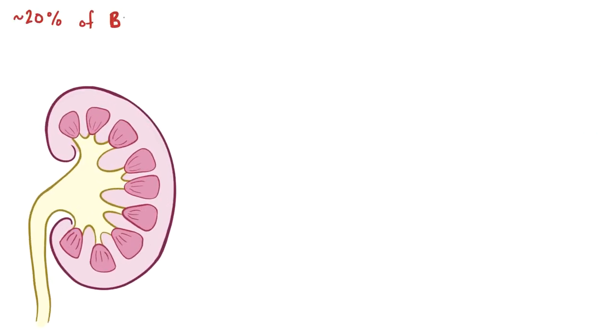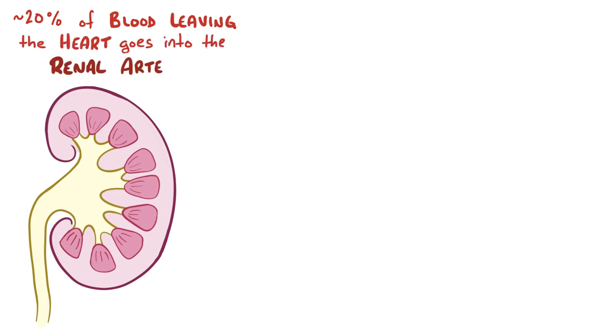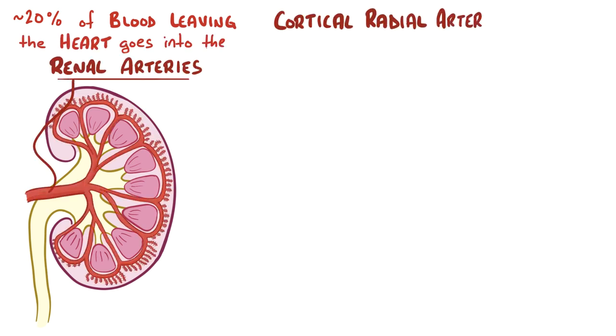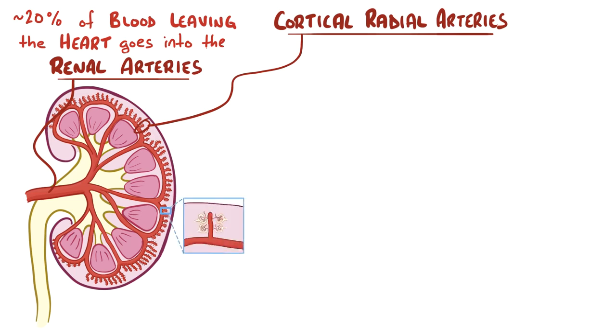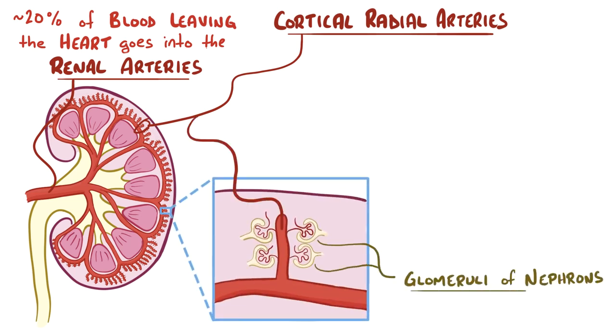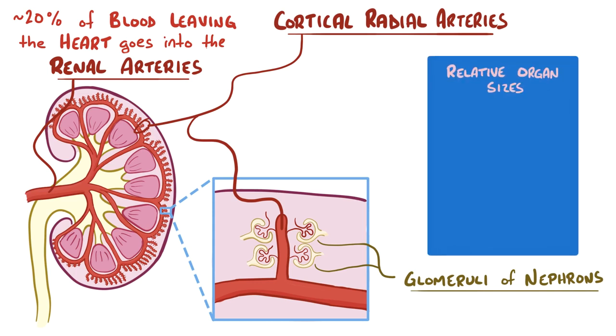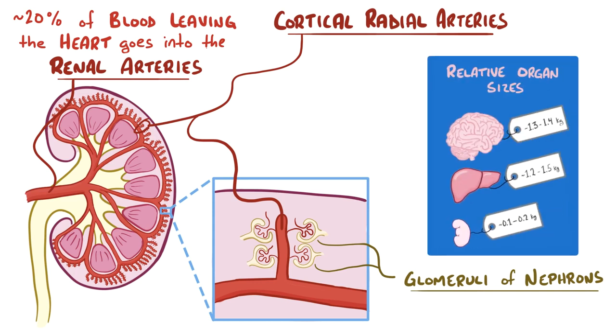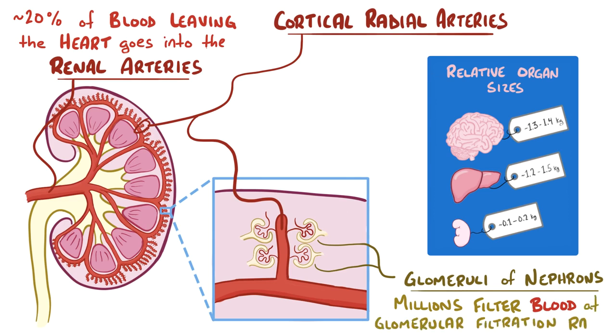Normally, around 20% of the blood leaving the heart goes into the renal arteries and through cortical radial arteries to reach the renal cortex, which is where the glomeruli of the nephrons are located. And that's a lot of blood, especially given that the kidneys are relatively smallish organs when you put them next to the brain and the liver. Literally millions of glomeruli work in the kidneys to filter that large volume of blood, and they do so at a rate called the glomerular filtration rate.